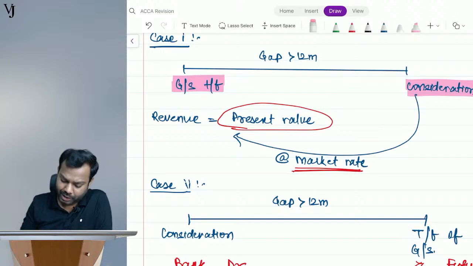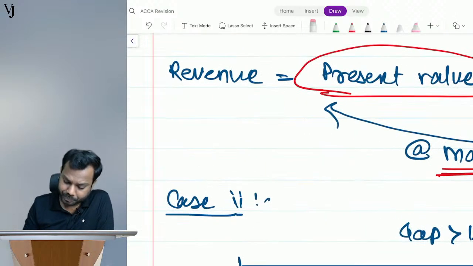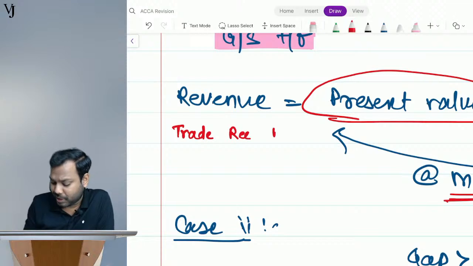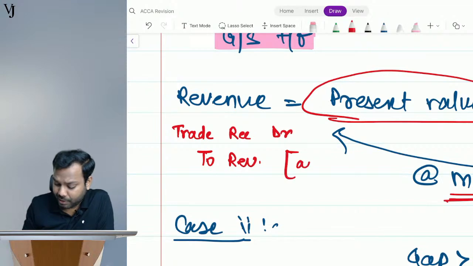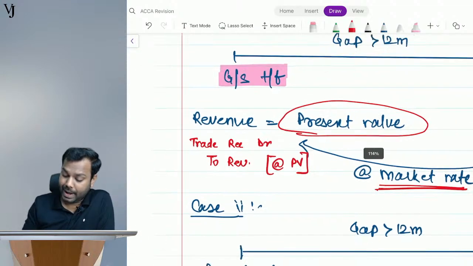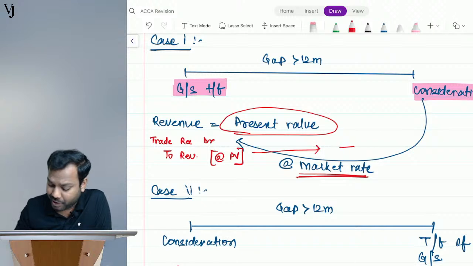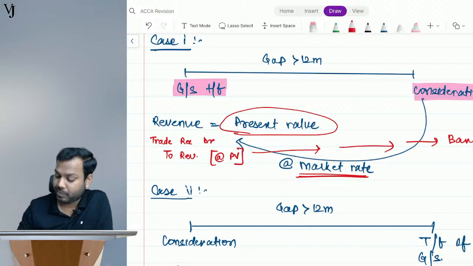So what is the entry that I will record? My journal entry here will be: trade receivables account debit, to revenue at present value. Now understand guys, this trade receivables will be at present value, which I will unwind, and when I come here and realize it, bank account debit, to trade receivables. I hope it is clear, everyone.